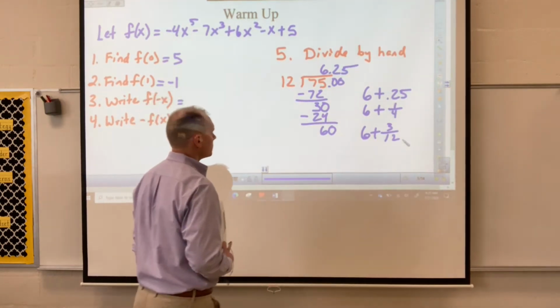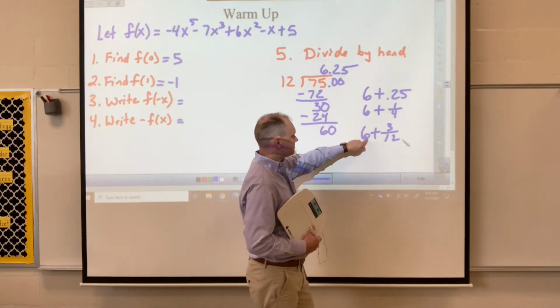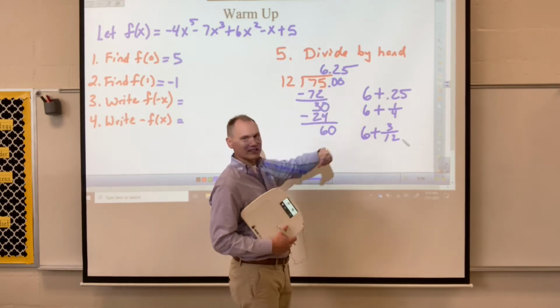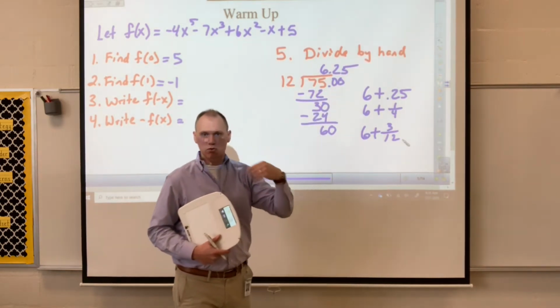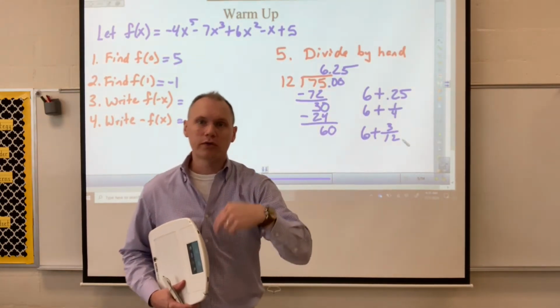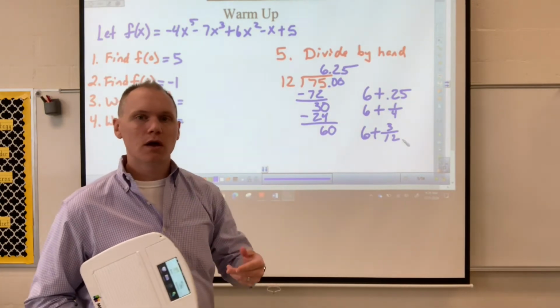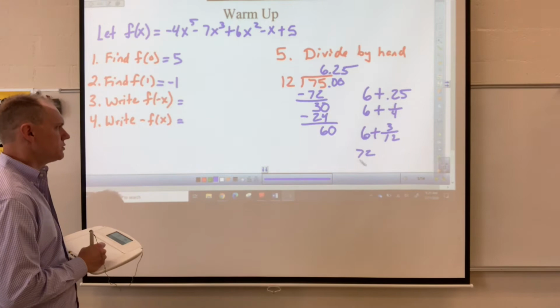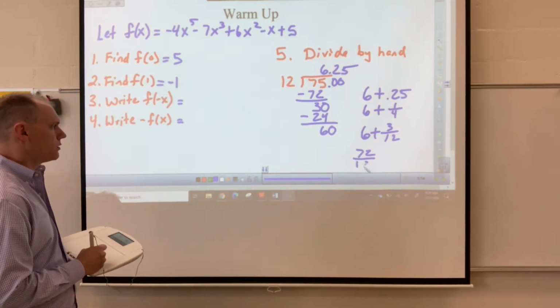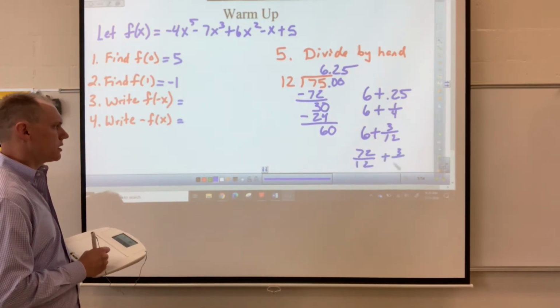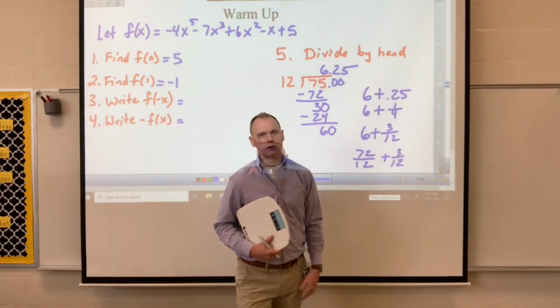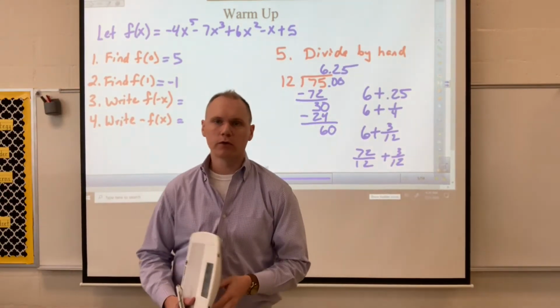So really what this means is we've got 12 goes into 75 6 times. So that's 72 with 3 additional left over. So we could write it as 72 divided by 12 plus 3 divided by 12. And so we have 6 plus a remainder of 3 over 12.